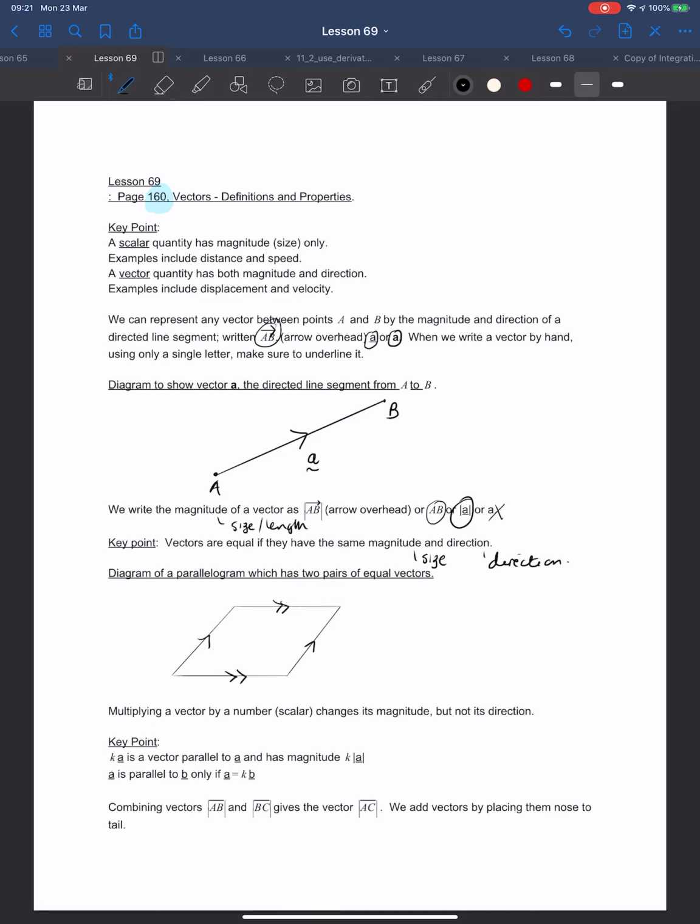So that's a vector, vector 1, that's also vector 1 there. And if that is vector 2, that's also vector 2. So they don't have to start or finish at the same point, they've just got to have the same size and direction. Multiplying a vector by a number changes its magnitude, but not its direction.